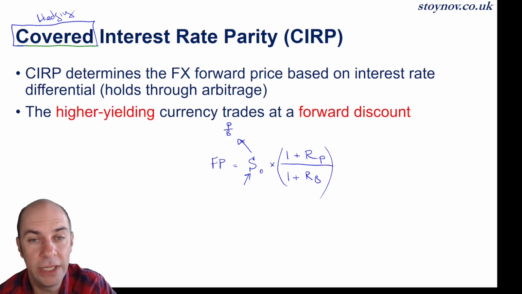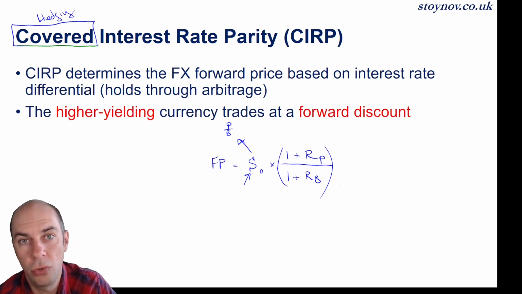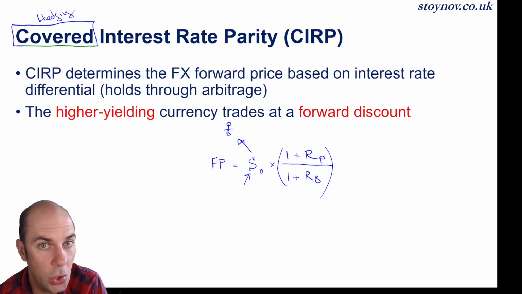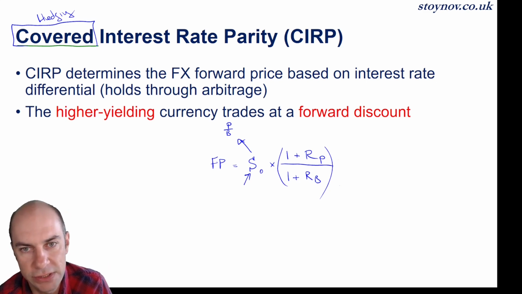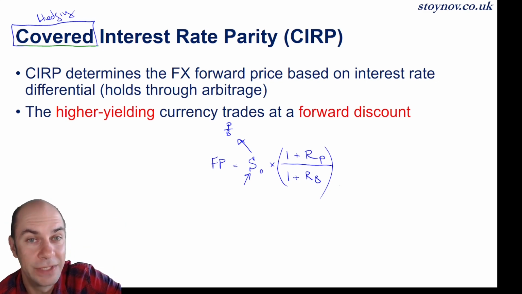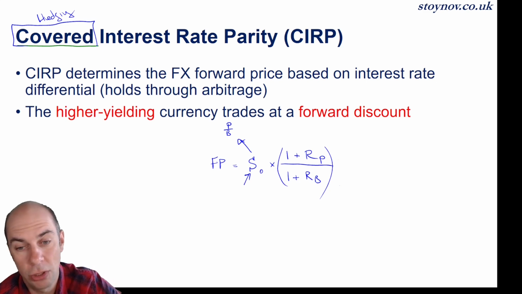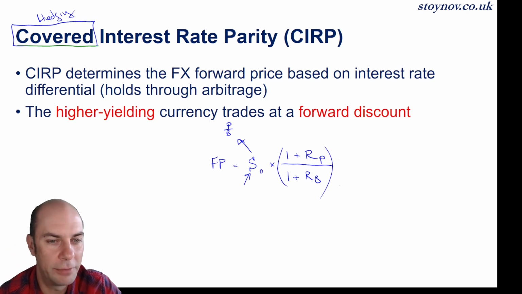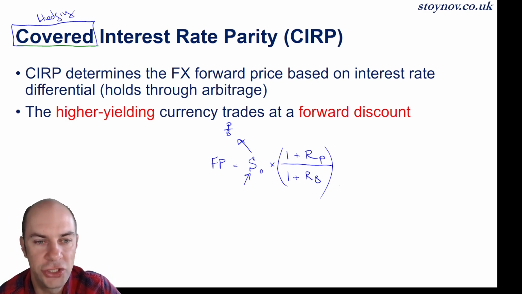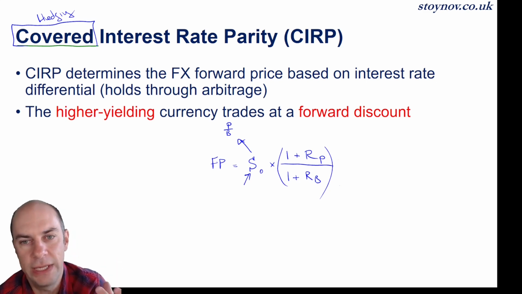This parity always holds through arbitrage because you can hedge, right? You can borrow in one currency, lend in the other currency, and then sell that other currency forward. So this will have to hold through arbitrage because the forward is tradable. But you also need to know the implication. What is the implication here?